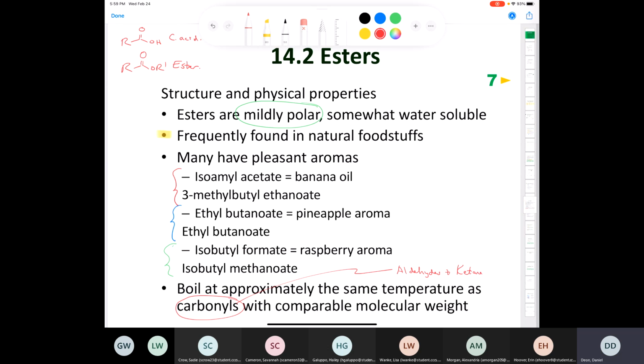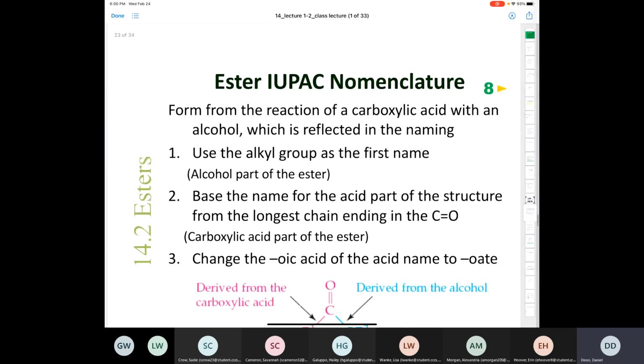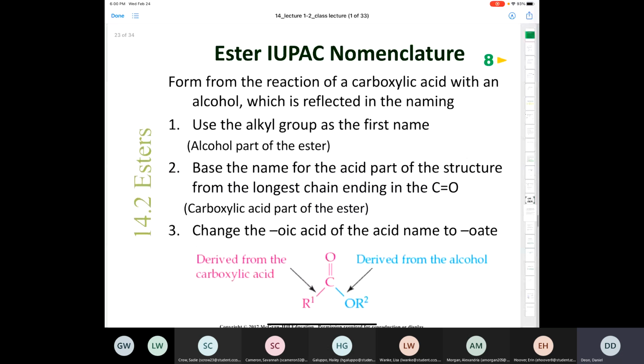Yes, I'm aware that other functional groups have carbonyls in them. A carboxylic acid has a carbonyl. An ester has a carbonyl. An amide has a carbonyl. An anhydride has a carbonyl. But the crux of the matter is that esters have similar boiling points to aldehydes and ketones that have molar masses close to them. All right, let's get into the nomenclature of esters.